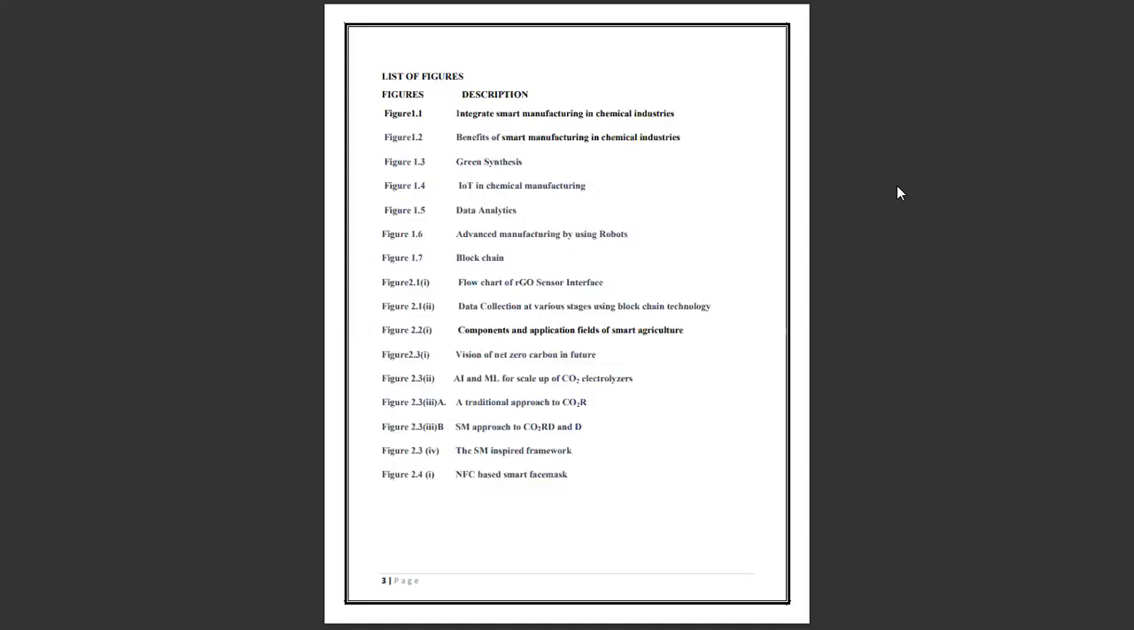Now, look at the list of figures which we discuss in this article. Number one figure is about smart manufacturing. Number two, its benefits. Number three figure shows green synthesis. Number four, IoT in chemical manufacturing. Number five is about data analytics. Number six is about advanced manufacturing by using robots. Number seven is about blockchain.